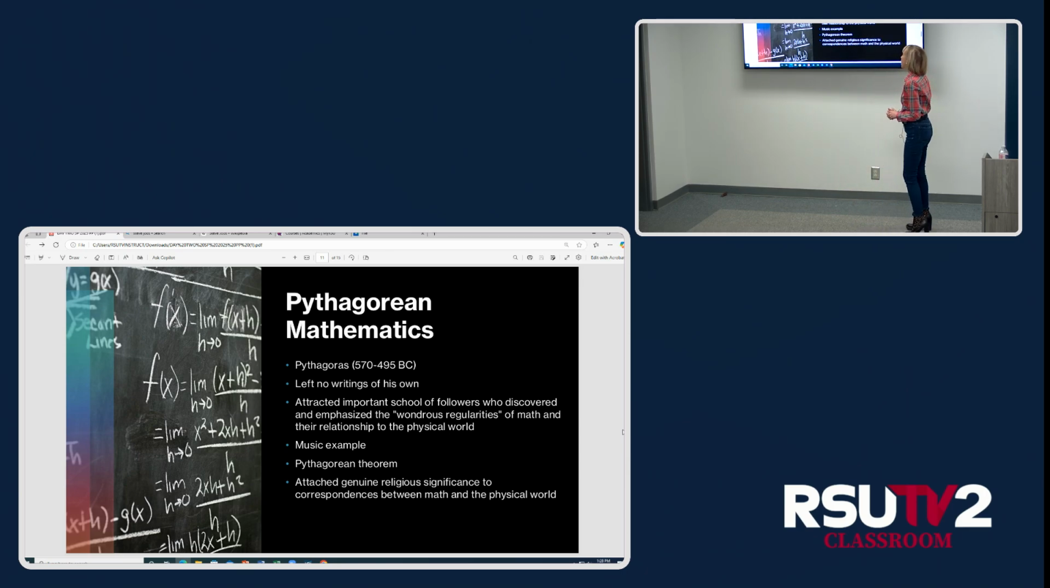People who were mathematicians and followed Pythagoras attached genuine religious significance to the relationship between math and the physical world. And that's interesting because I think in modern times, few of us would think about math having any connection to religion. But at the time, so many things connected to religion. Okay.